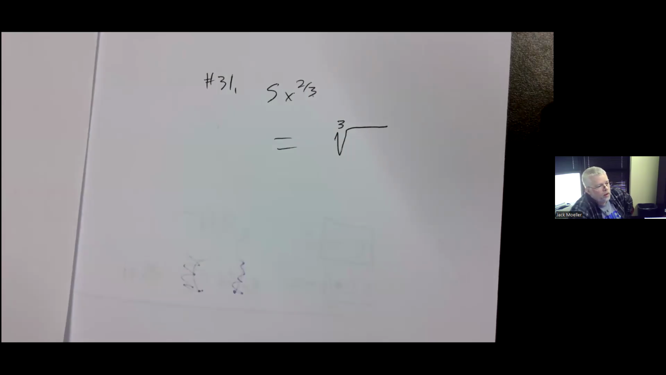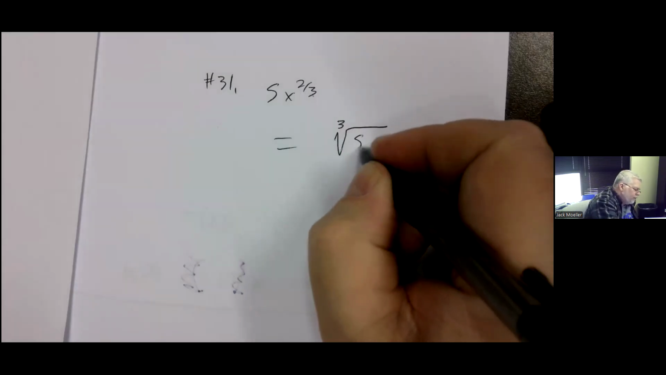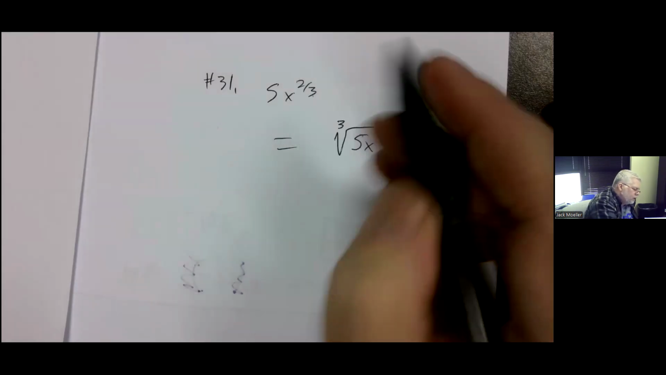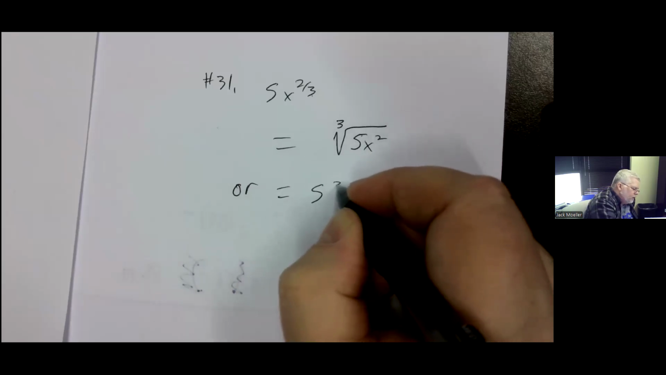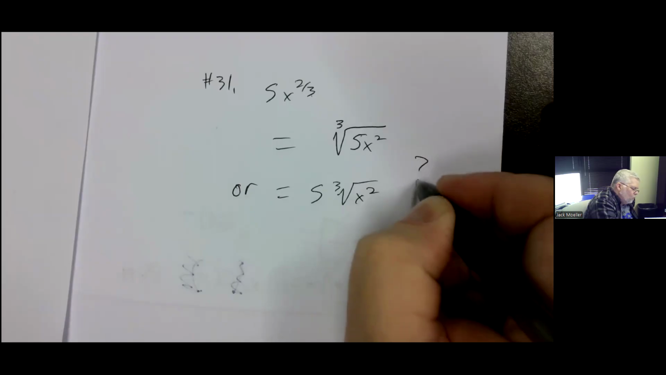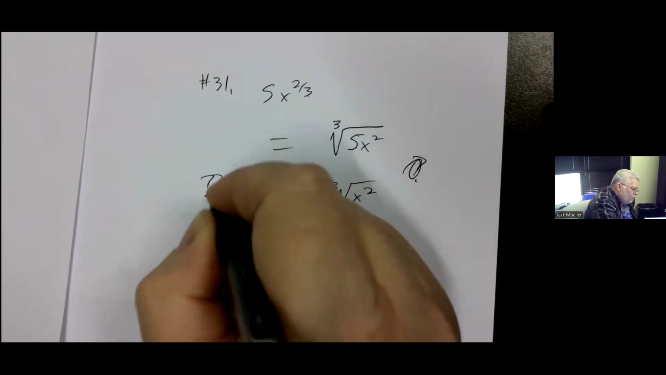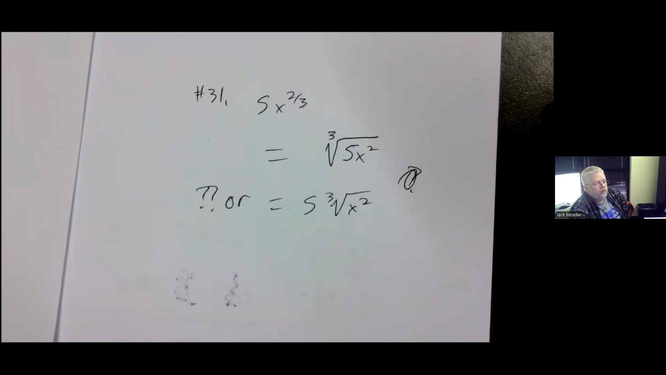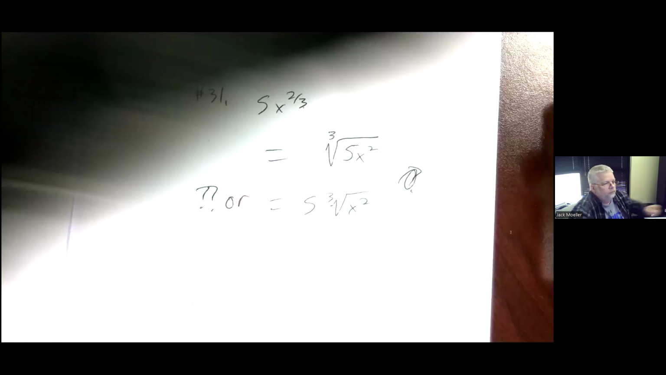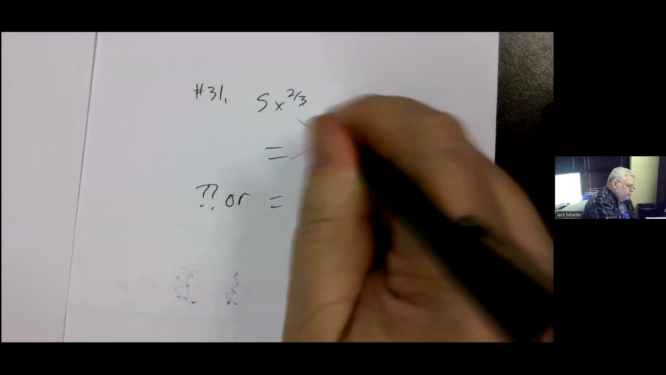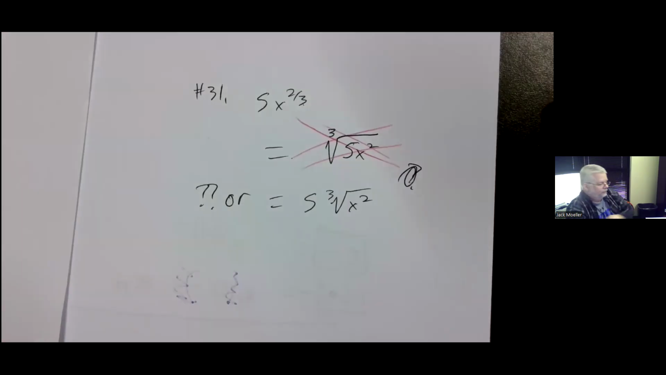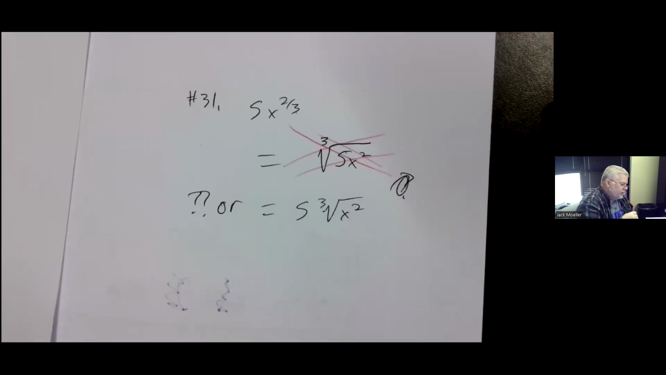Now the other question is, what goes inside the radical? Is it 5x, since that 2 is on the top there, or is it 5 on the outside and the cube root of x squared? Which one of those do you think is correct? It's not the first one. It is definitely the second.